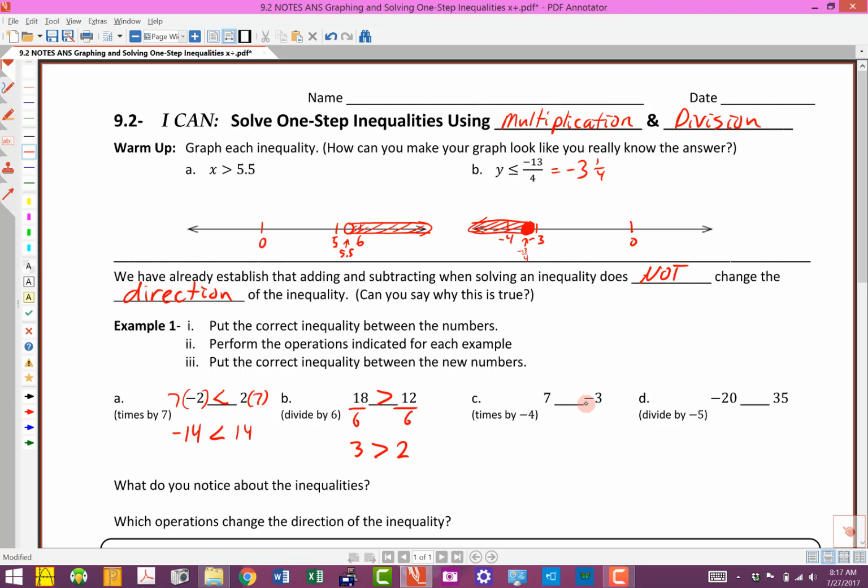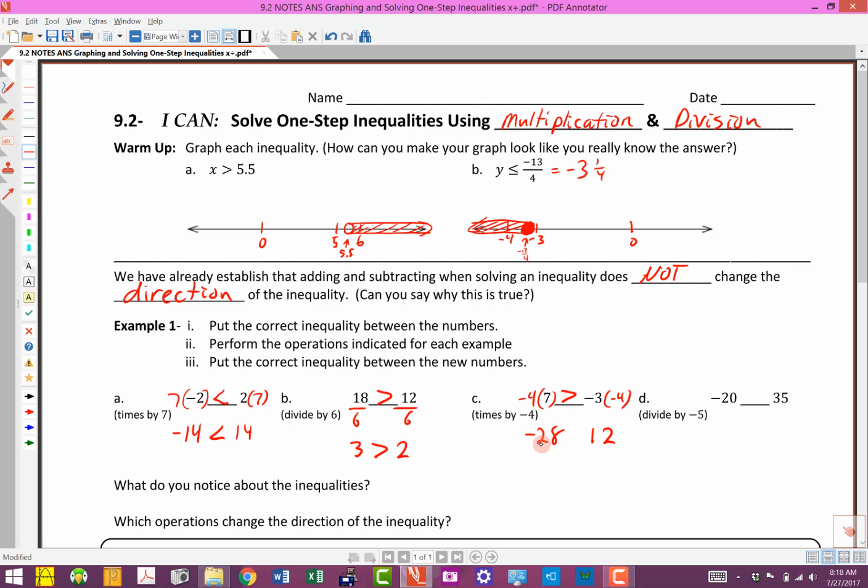Let's see, 7 and negative 3. The negative one's always going to be smaller than the positive one, so this is a greater than. We're going to times both sides by negative 4. So we end up with negative 4 times 7 is negative 28. Negative 3 times negative 4, negative times negative is positive, so that's going to be positive 12.